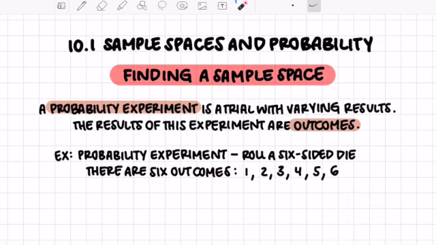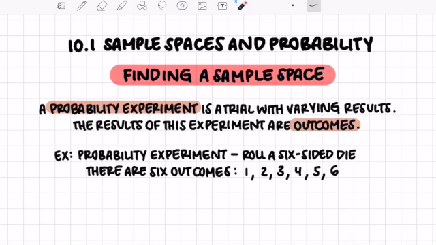Okay, so let's say that I was to roll that six-sided die. The results of this experiment would be called the outcomes. If I were to roll that six-sided die, I could possibly receive a 1, a 2, 3, 4, 5, or 6. And so in total, we would have 6 possible outcomes that could happen. I could possibly receive any of these possible answers.